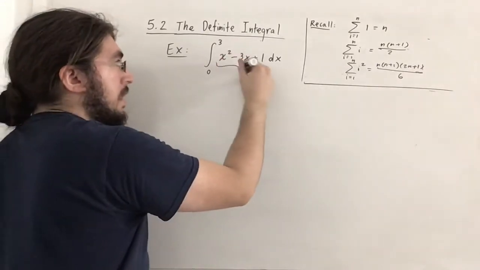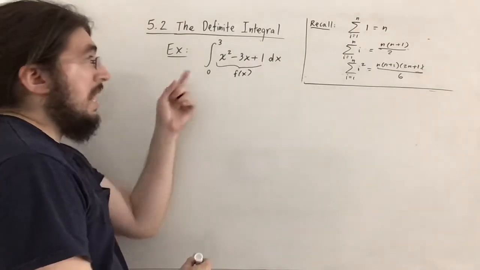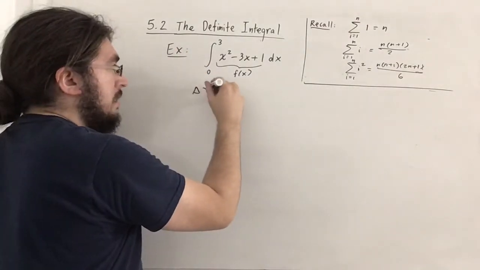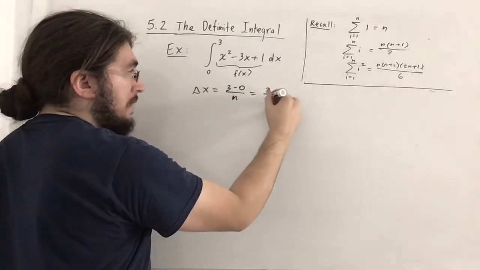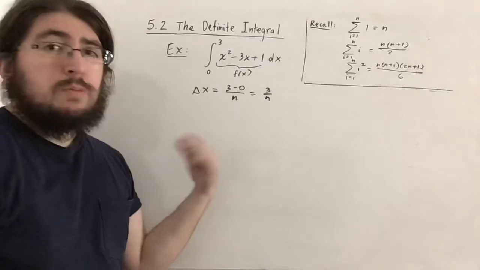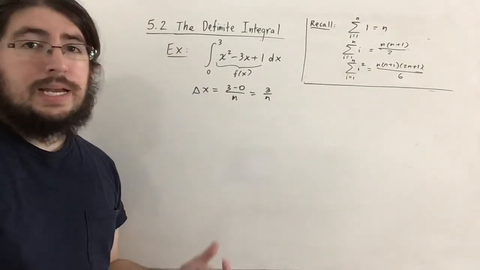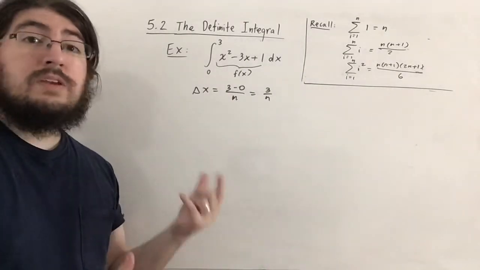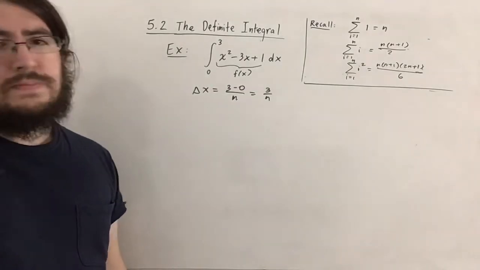To do that, notice f of x is x squared minus 3x plus 1. We have our a and b limits, 0 and 3. We need delta x, which is (3 minus 0) over n. We're not estimating here. If we were, then n would be given, say we want to estimate with 5 rectangles. And it would also be given whether we want to use right endpoints or left endpoints, or even midpoints, but that's not something I want to focus on too much.